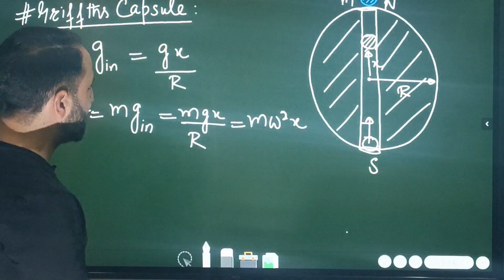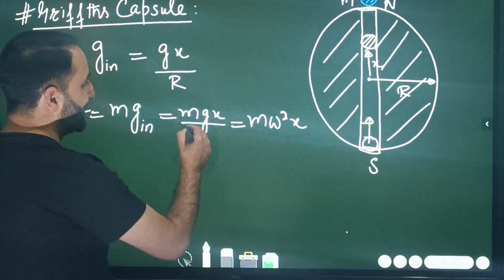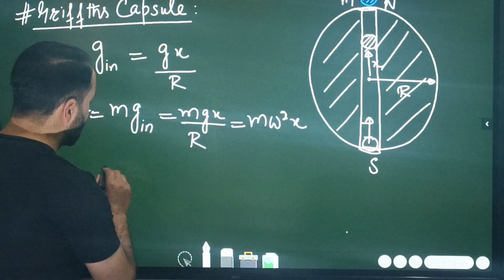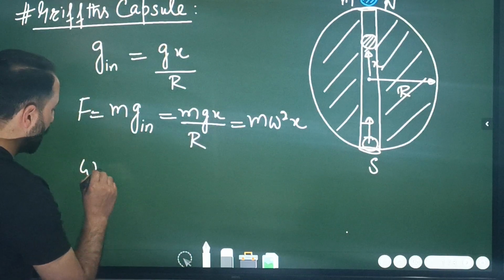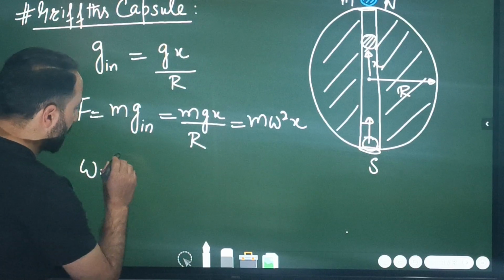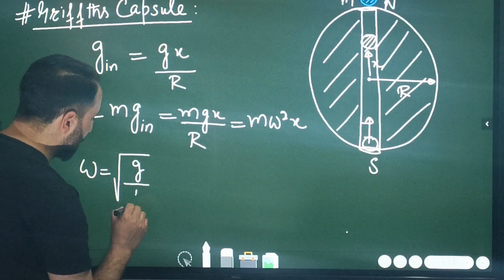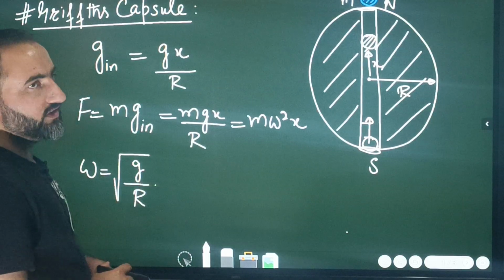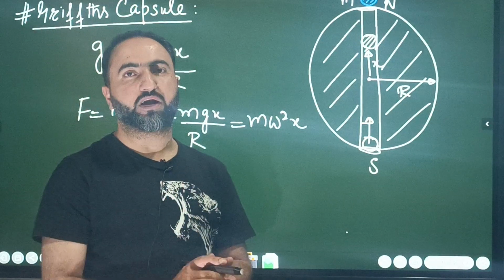Now what can happen is that this x and x is going to cancel, this m and m is going to cancel. We can calculate from here what's the value of omega. Omega is equal to root of g divided by r. Once you know the angular frequency, you can calculate from there what's the time period of the particle.